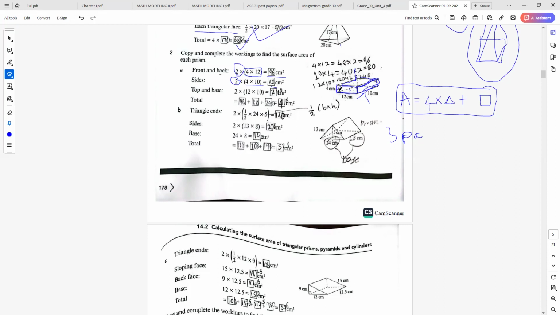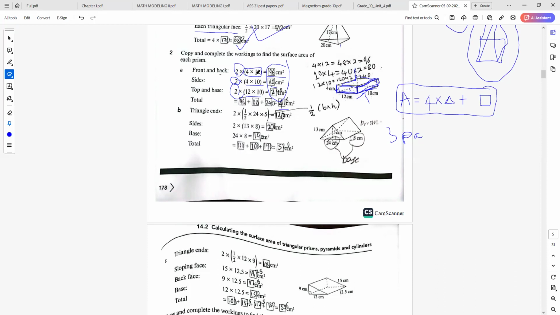Now here this is 12 and this is 10. Then 12 into 10, we have 2, right? So 240. Then we have to add all these three. Then the final answer would be 416, if I'm not wrong.